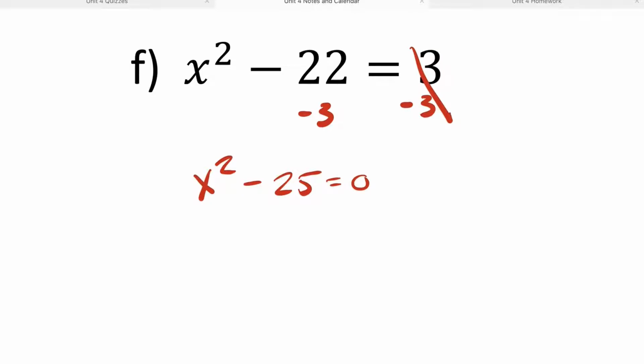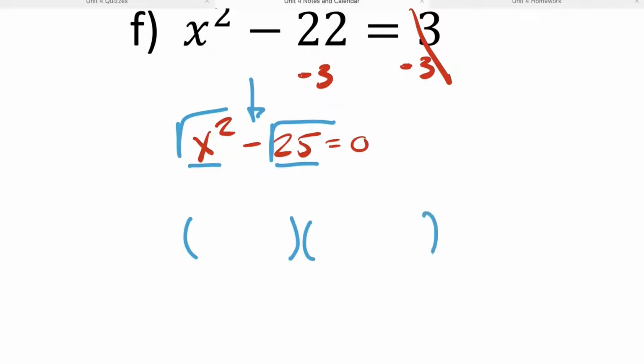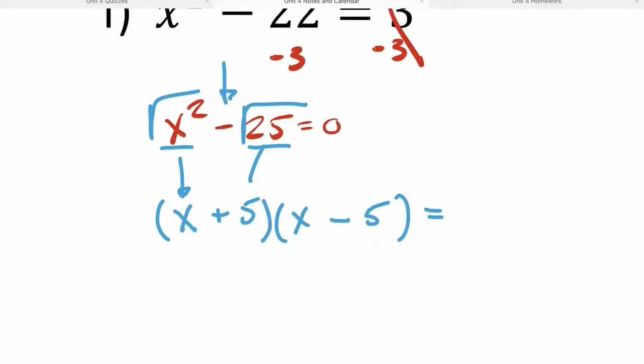Here you may realize that this is one of those special cases. It's the difference of perfect squares. So this is our difference. These are our perfect squares. That means we can square root both of these. And what's going to go in these parentheses is going to be our x and our 5 for both parentheses. And then, since it's the difference of squares, one of them is going to be positive and one is going to be negative. If you wanted to factor, you can do that as well, okay?